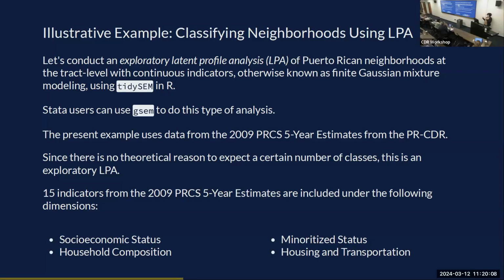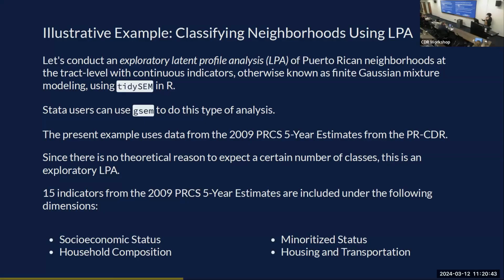In this case, we're going to do it in Puerto Rican neighborhoods at the tract level. We're going to use R, at least for this example, but I also have code and data to do this. So I will put those both on GitHub as well, and they'll be provided also by Jennifer. So in this case, you could do latent profile analysis or latent class analysis using tidySEM in R, or if you're using Stata, you can use GSEM to do this type of analysis. I don't do SAS or SPSS, so my apologies for those of you who use those programs. I know zero about that.